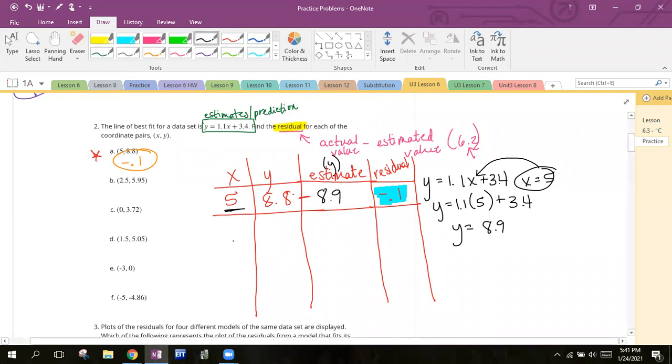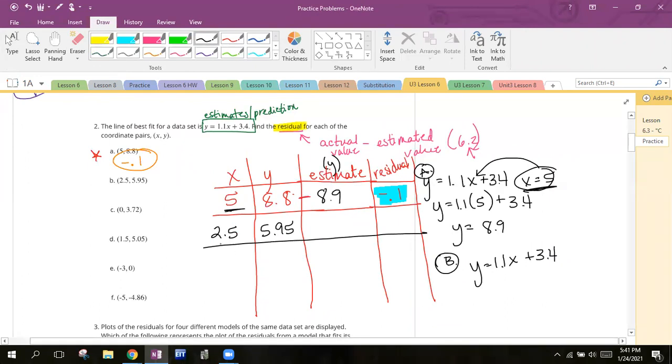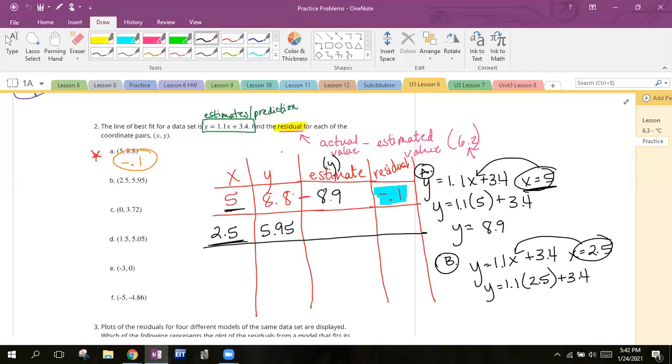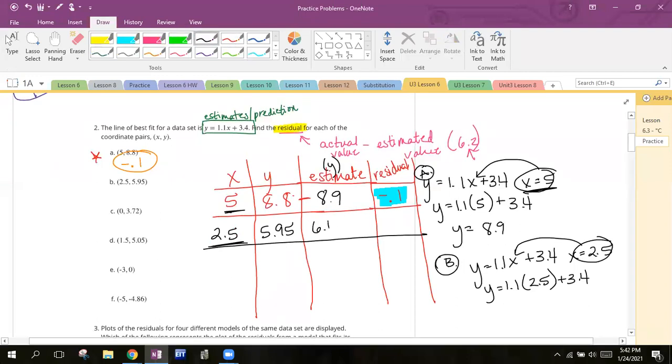Okay, same exact process for B. We're going to plug in our actual values, 2.5 and 5.95. Okay, so once again, we're going to use that formula. So this was for A. This is going to be for B. Y equals 1.1x plus 3.4. Okay, but this time our x value is not 5. What is it? It's 2.5. Okay, so we have an equation. We have a variable. We're going to plug it in. So y equals 1.1 times 2.5 plus 3.4. And we get 6.15.